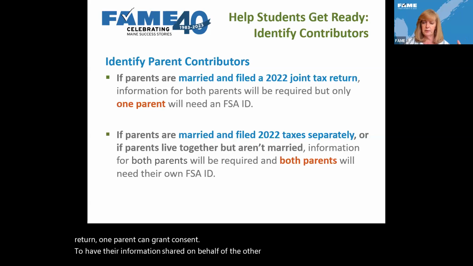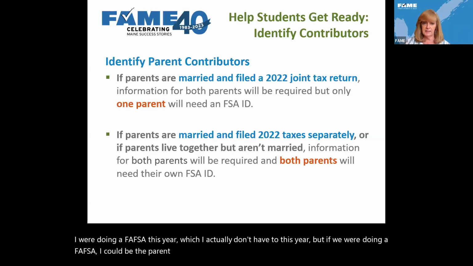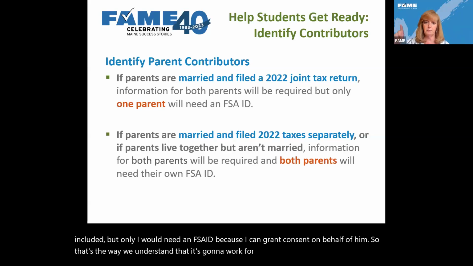So my husband and I are married. If I were doing a FAFSA this year, which I actually don't have to this year, but if we were doing a FAFSA, I could be the parent on the FAFSA who has the FSA ID. Both of our income would be included, but only I would need an FSA ID because I can grant consent on behalf of him. So that's the way we understand that it's going to work for this upcoming year. Just one parent technically needing an FSA ID.